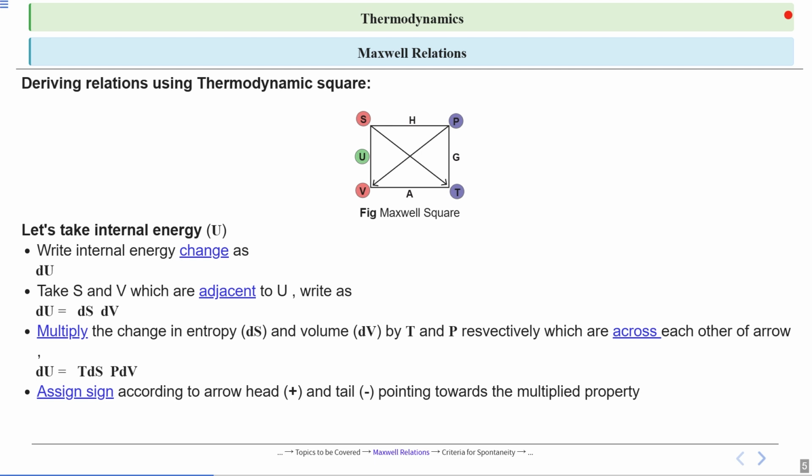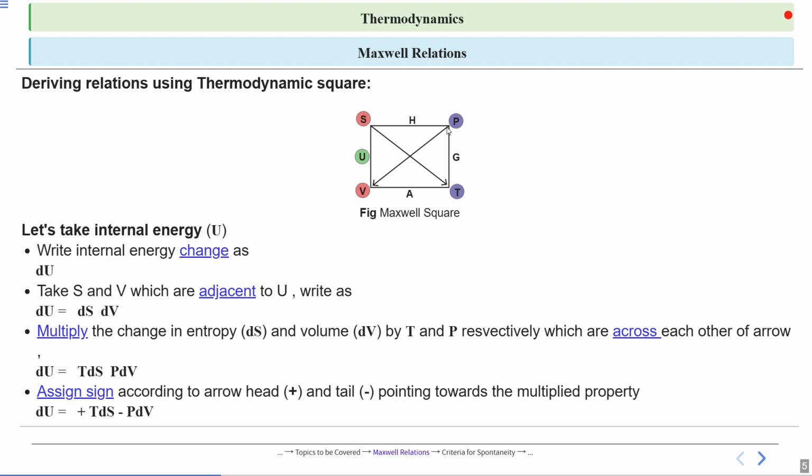Now the sign that you will assign will be plus for head. So if it is a head, you will give a plus. If it is a tail, you will give a minus. How? Suppose you look at temperature, then it is a part of the head, right? You can see that the arrow is going and the head part is aligning along with the temperature. So you will give it a positive sign. Whereas if you look at P, then P is having the tail.